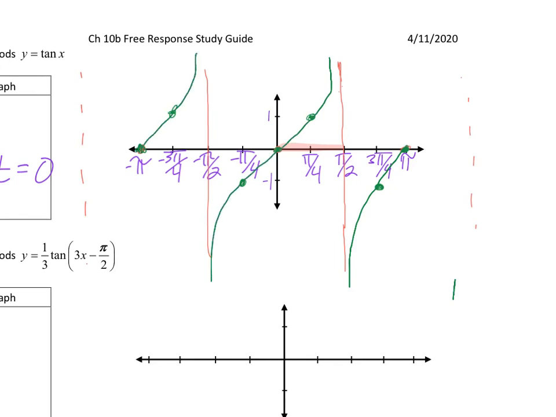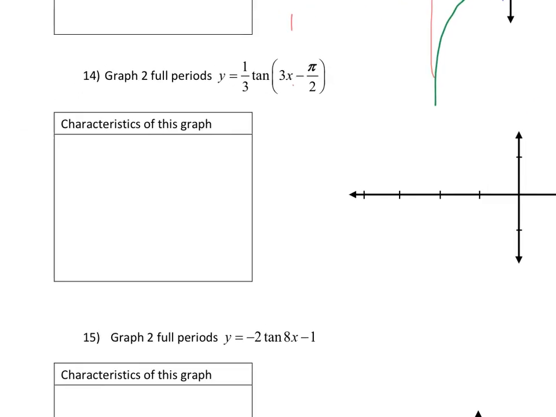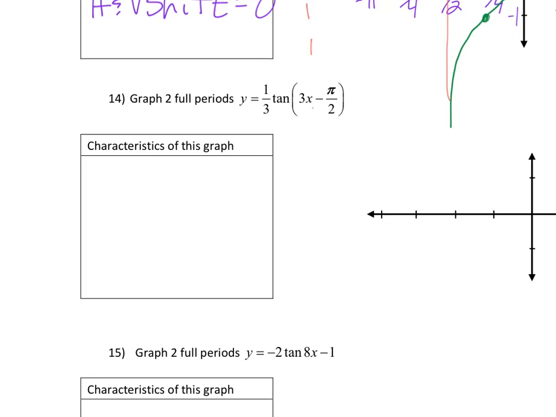And there we go. That is a standard tangent function. All right, let's now look at this one, which now has some amplitude changes and a horizontal shift and period change. Okay, so what do we have? Our amplitude is 1/3.